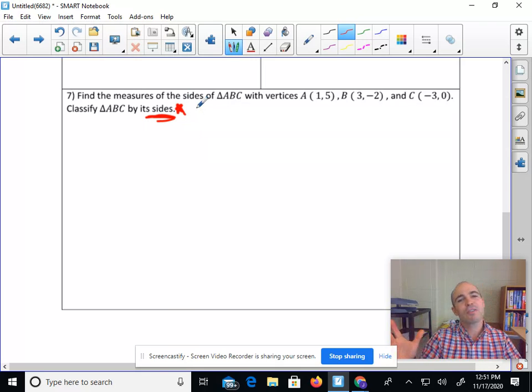They're kind of letting us off the hook. They're not telling us anything. They're not saying we got to say anything about the angles. We only got to say something about the sides, and specifically the length of the sides. Right? What do you know that can help you find the lengths of the sides?